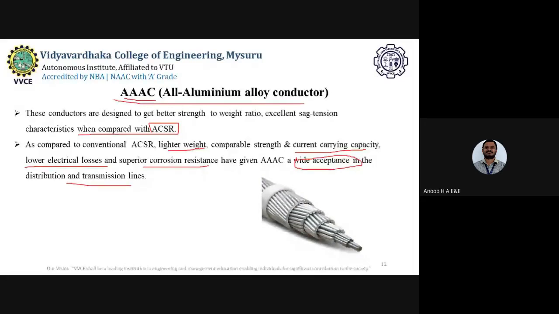Mahadev Prasad. Ashmit Ram, can you tell me few properties of ACSR conductors?